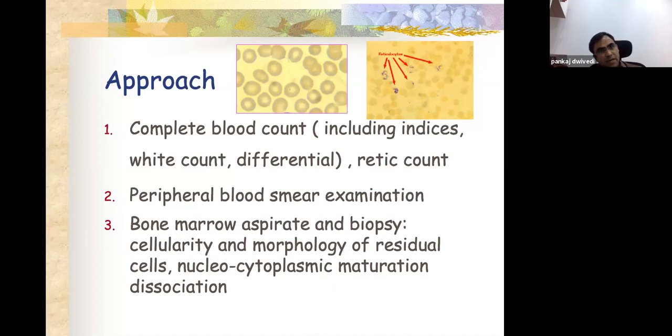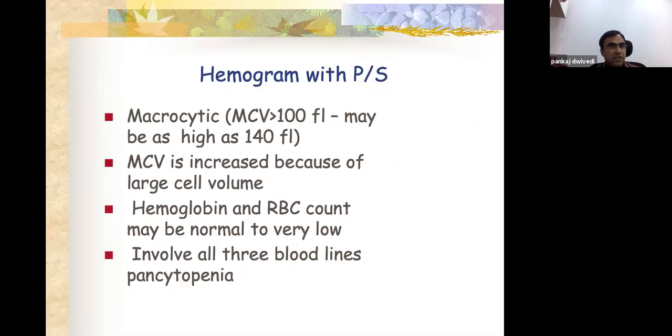So bone marrow aspirate and biopsy: always do the biopsy in cases of aplastic anemia along with the aspirate. What you will see is the cellularity of the marrow, morphology of the residual cells, and nucleocytoplasmic maturation dissociation. That will be more definitive. A hematopathologist should be your good friend, actually speaking.